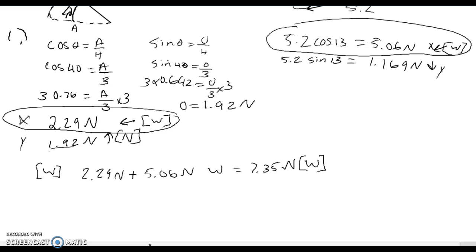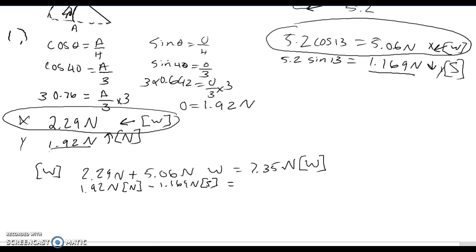So here I have 1.92 newtons going north, and then here I have 1.69 newtons, but they're going south. So what we're going to do is subtract. Okay, so we have 1.92 newtons, and that's going north. We're going to subtract it by 1.69 newtons because that is going south.